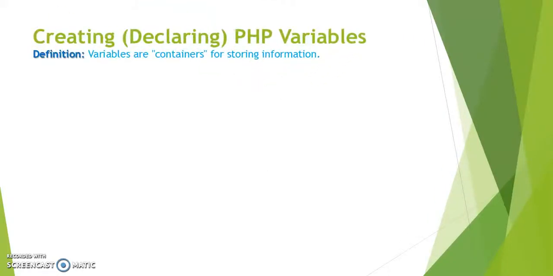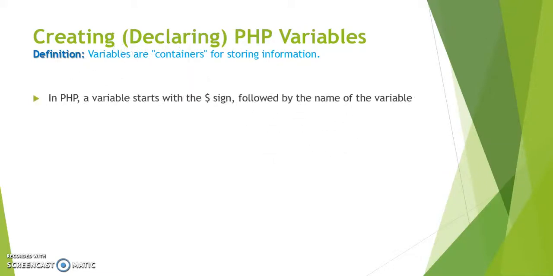Basically, variables are containers for storing information, just like a location in a house where you drop something for later retrieval. Alright, so we'll go ahead and see more about it. In PHP, a variable starts with a $ sign followed by the name of the variable. Let's see an example.